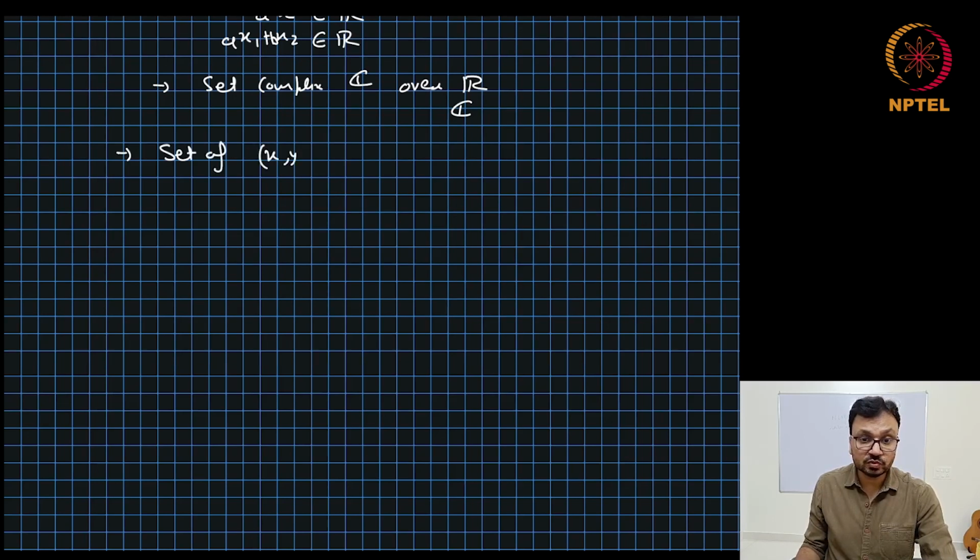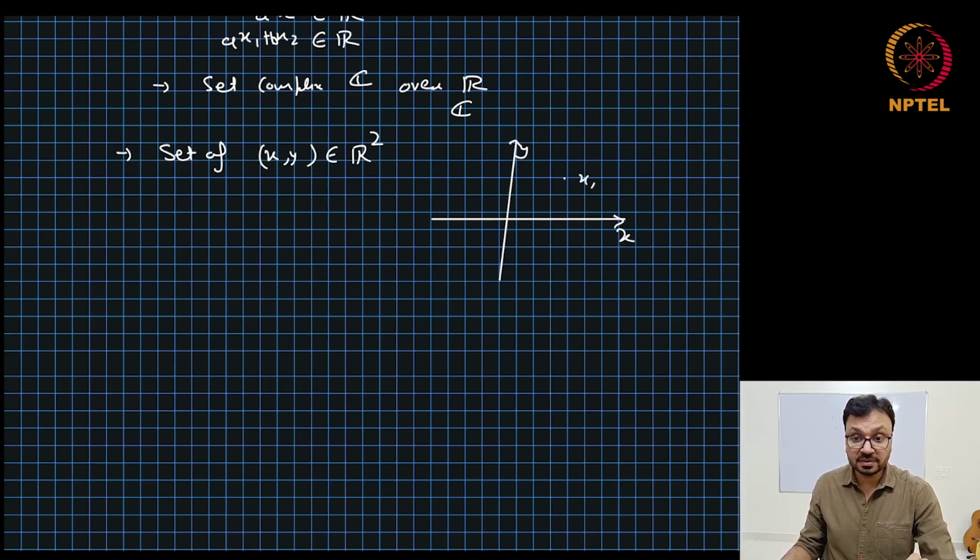the ordered set of two real numbers x and y. This is represented by R2. We know it is the two-dimensional plane. Any vector, any point in this two-dimensional plane, is represented by x, y. So that's the geometrical representation of R2.